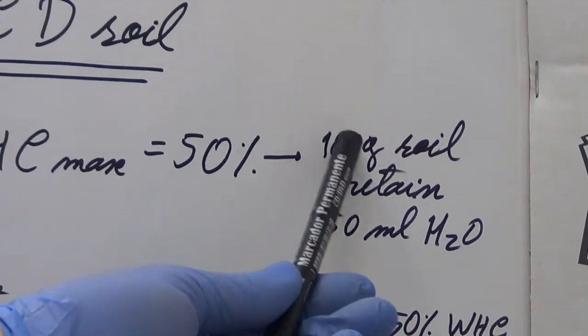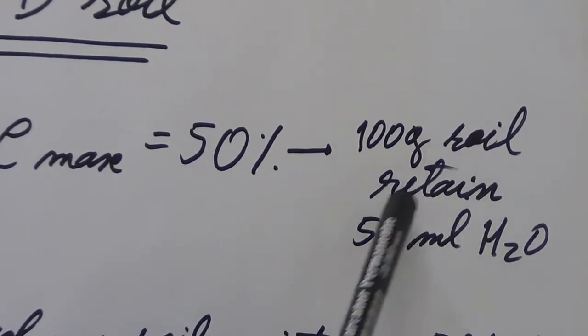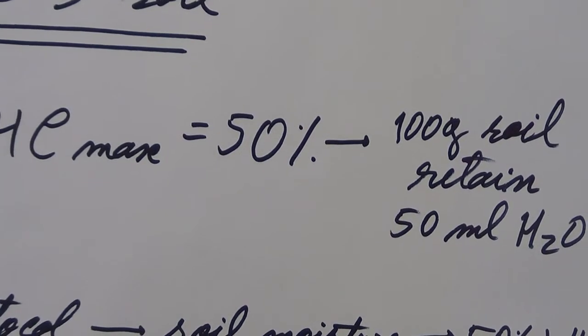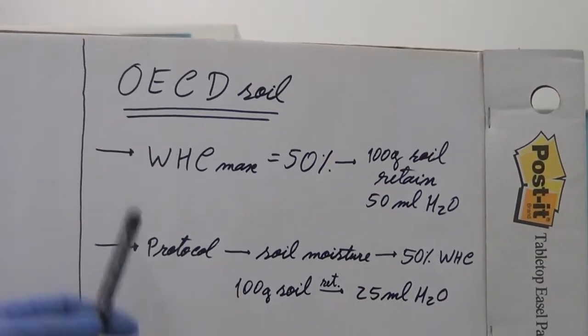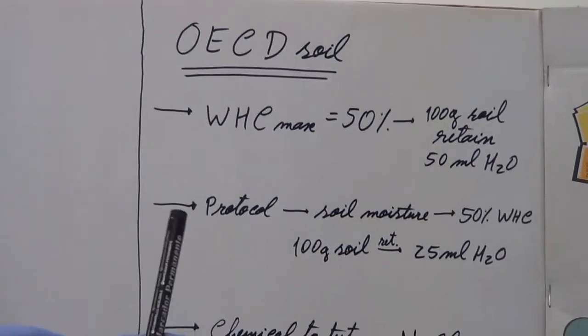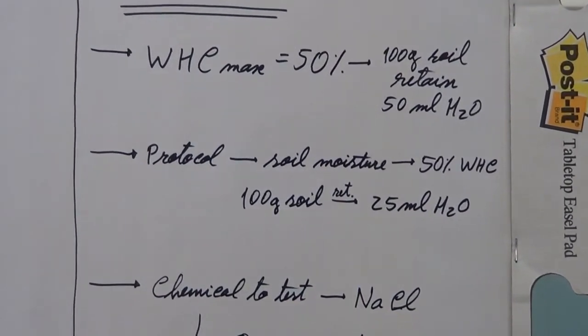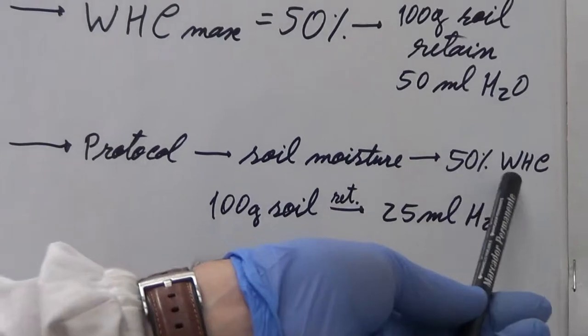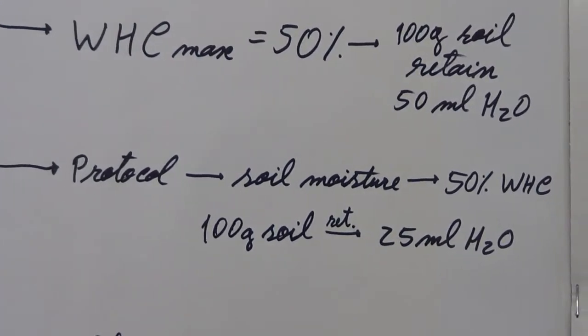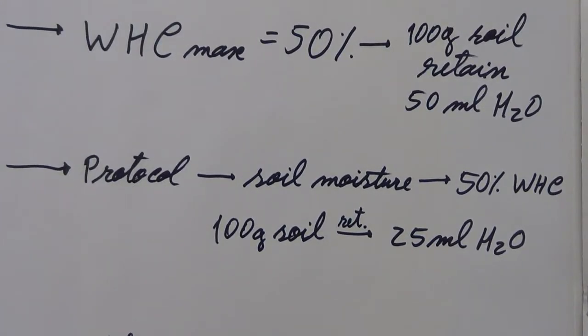This means that 100 grams of soil is able to retain 50 milliliters of water. According to the protocol, we should use a soil moisture that corresponds to 50% of the water holding capacity of the soil in the tests. This is a good moisture for the test organisms that we want to use.